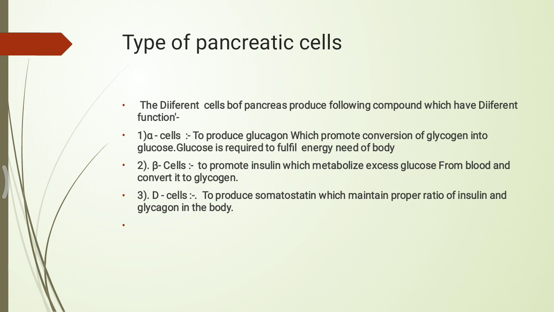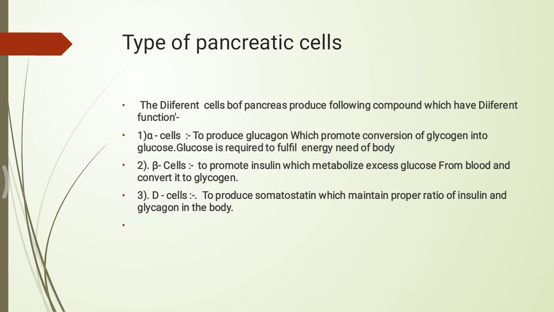Glucose is required to fulfill the energy need of the body. Beta cell produces insulin which metabolizes excess glucose from the blood and converts it into glycogen. Then the D cell produces somatostatin which maintains the proper ratio of insulin and glucagon in the body.